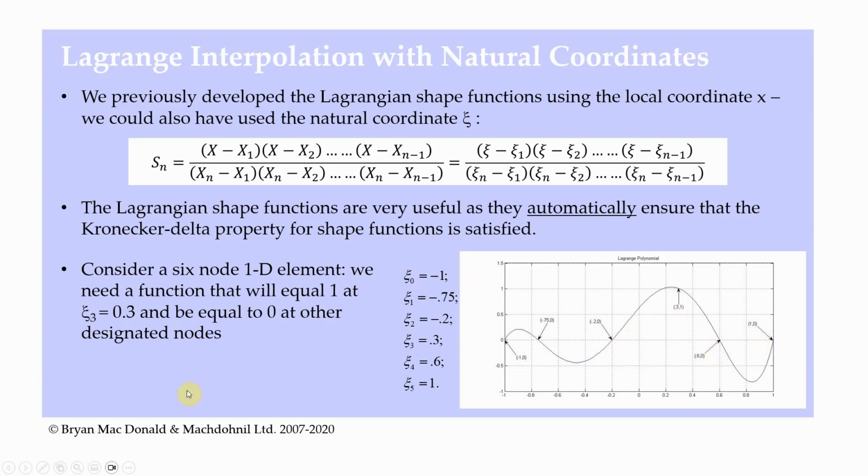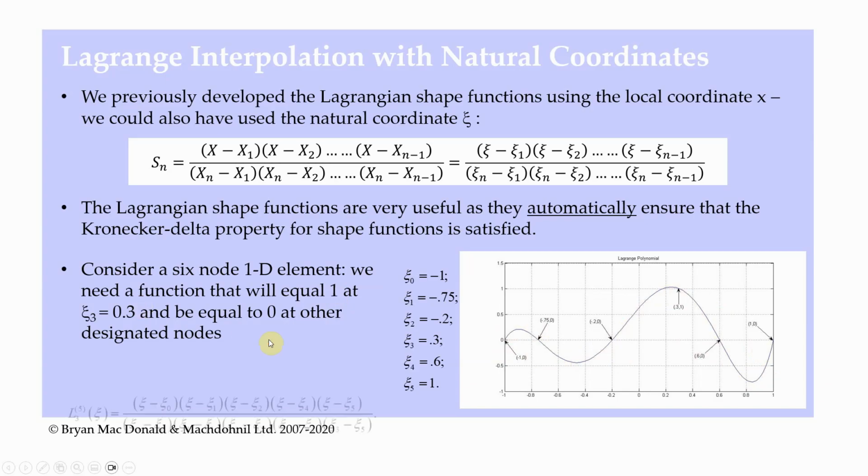So for a 6-node one-dimensional element, we need a function that will equal 1 at eta is equal to 0.3 and be equal to 0 at all the other designated nodes. Okay, so at eta is equal to 0.3 here, it must be 1. It must be 0 here, it must be 0 here, it must be 0 here, 0 there, and 0 there. So the only way we can do that is to have a function that's going kind of up and down like this.